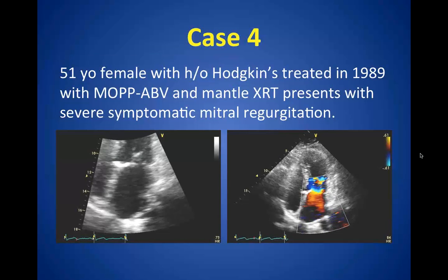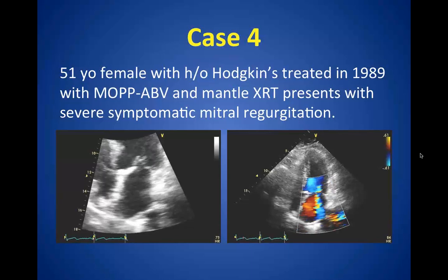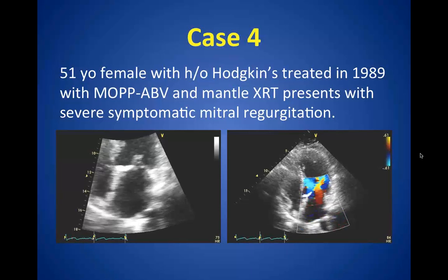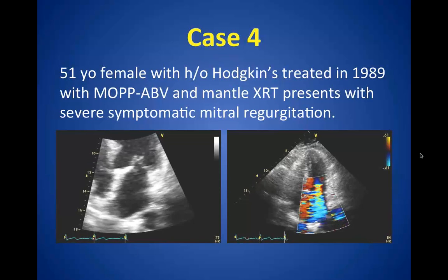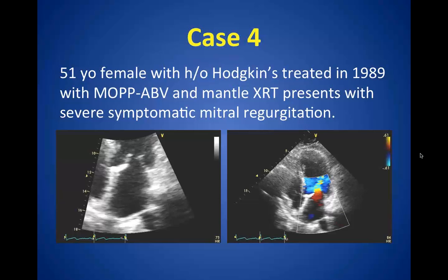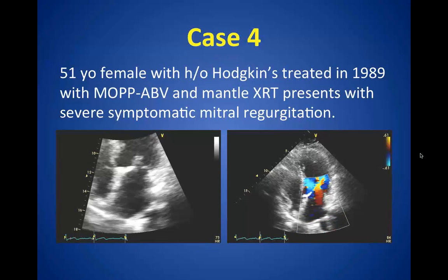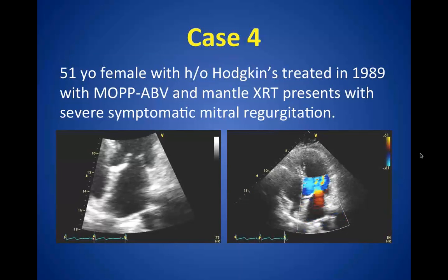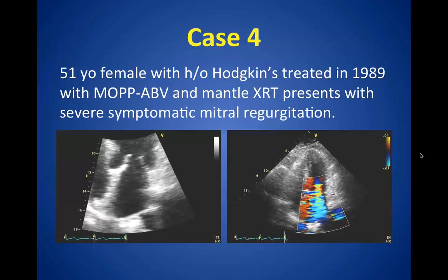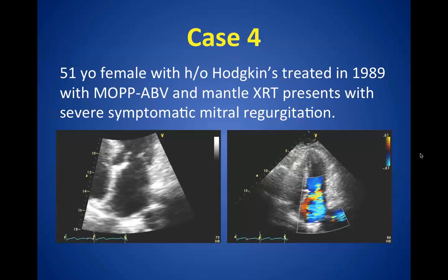Our next case is a 51-year-old woman. She has a history of Hodgkin's disease, was treated in 1989 with a treatment that is not given anymore, MOP-ABV, which also includes anthracycline within that regimen, as well as mantle radiation, which is a large field of radiation, including chest, axillary lymph nodes, and neck. She presents to you for evaluation of severe symptomatic mitral regurgitation.